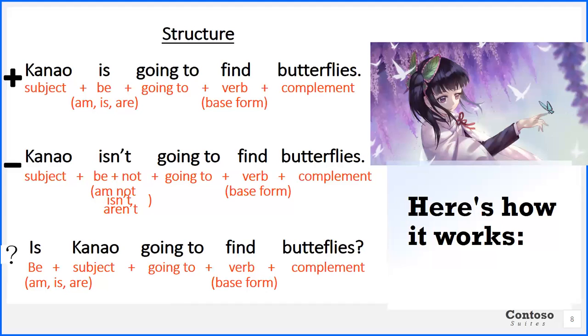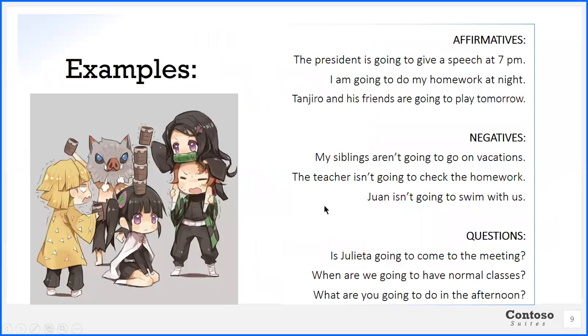We do not change anything else in the structure. The only thing we change is the subject and the verb to be. We just change their placements, and that's going to make it a question. Very well, we move on to more examples.